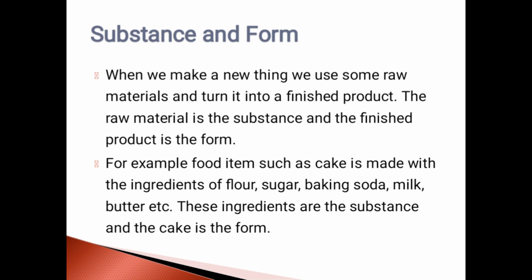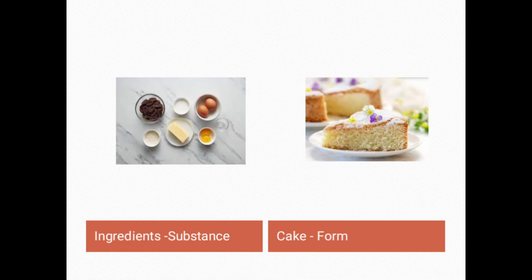When we make a new thing, we use some raw materials and turn it into a finished product. The raw material is the substance and the finished product is the form. For example, take food items such as cake. Cake is made with the ingredients of flour, sugar, baking powder, baking soda, eggs, butter, etc. These ingredients can be said to be the substance of the cake, and the cake formed is called the form.